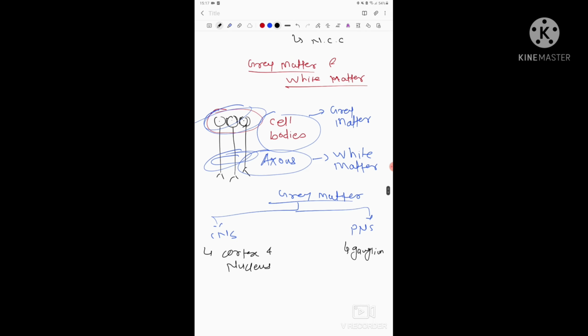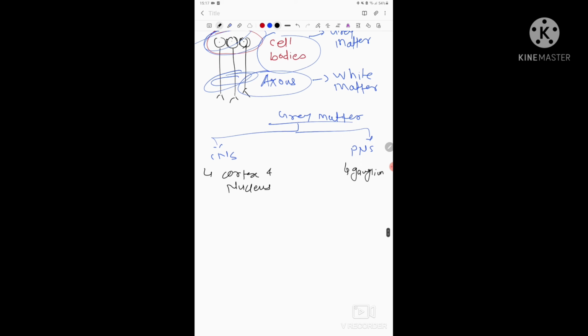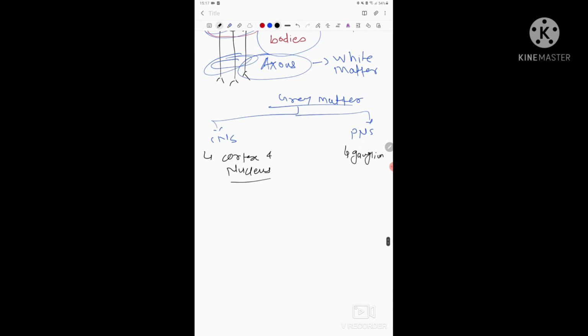As I mentioned, the cell bodies collection is the gray matter. In the CNS it is the nucleus and cortex, and it is derived from the neural tube. How it is derived, I will explain in the next video. That is for the CNS. And when we talk about the PNS gray matter, it is termed as ganglion, and it is derived mostly from the neural crest cells.